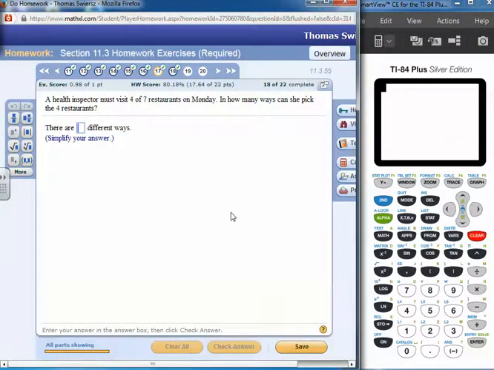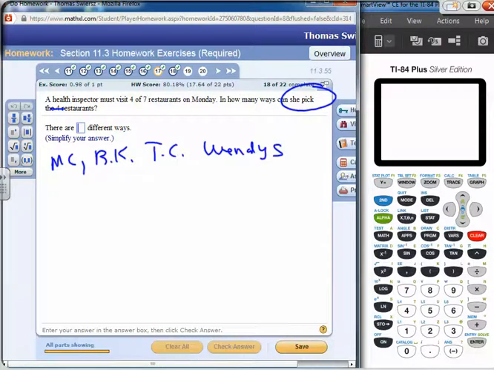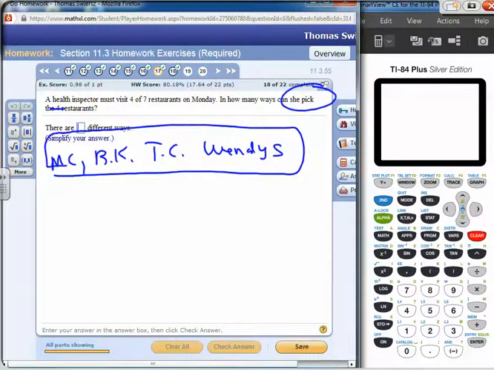Okay, number 17, a health inspector visits 4 of 7 restaurants on Monday. In how many ways can she pick 4 restaurants? Now again, she's just picking the 4 restaurants. So let's say she picks McDonald's, Burger King, Taco Bell, and Wendy's or whatever. And you've got these 4. And now at this point, you're just saying, how many ways can she pick? So we're not saying the order she's going to. So if we switch around the picks, if we switch around the order, she's still going to the same 4 restaurants, right? Whether Wendy's is first or 4th, or McDonald's is 1st or 2nd or 3rd, whatever.